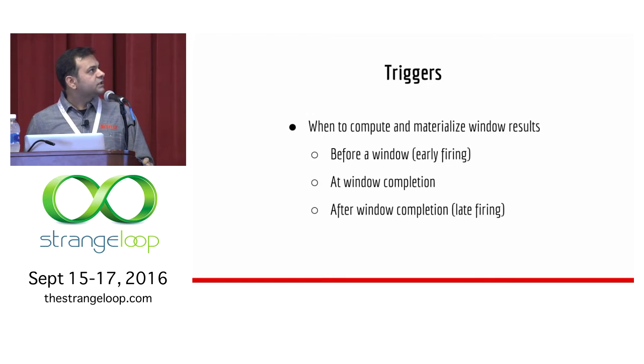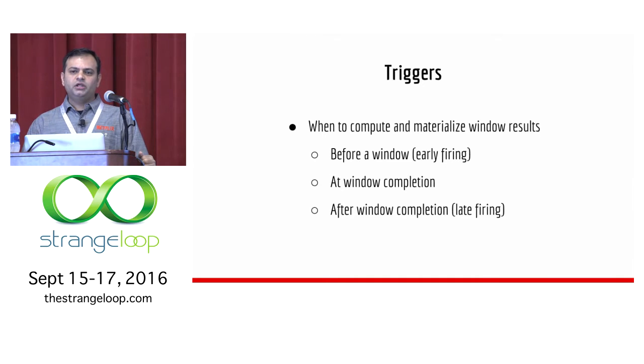So let's look at triggers. Now you've grouped your unbounded data set. When do you figure out you want to compute the results on it, right? We just grouped it right now. So triggers help you determine exactly when you want to compute results out of it.